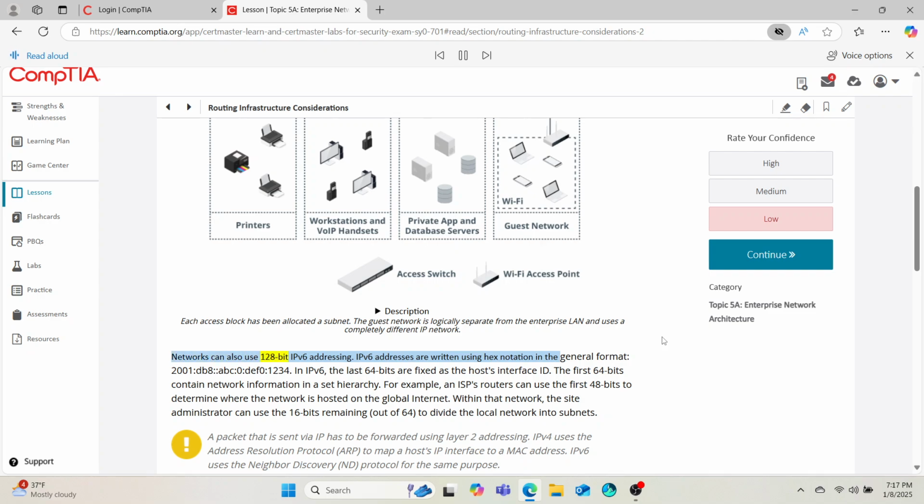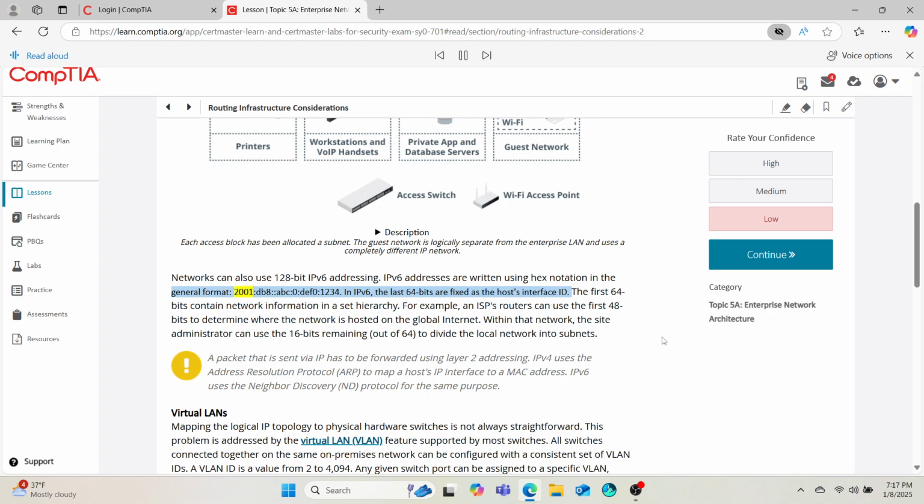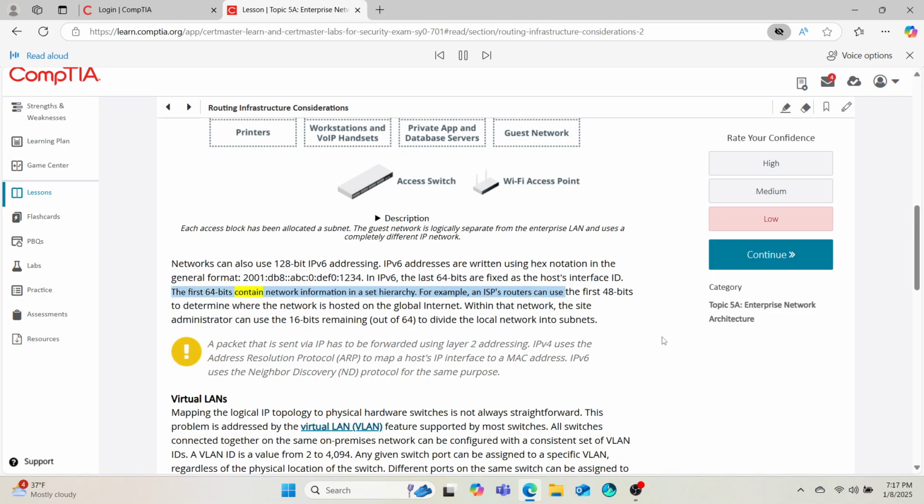Networks can also use 128-bit IPv6 addressing. IPv6 addresses are written using hex notation in the general format 2001:db8:abc0:def0:0:1234. In IPv6, the last 64 bits are fixed as the host's interface ID. The first 64 bits contain network information in a set hierarchy.